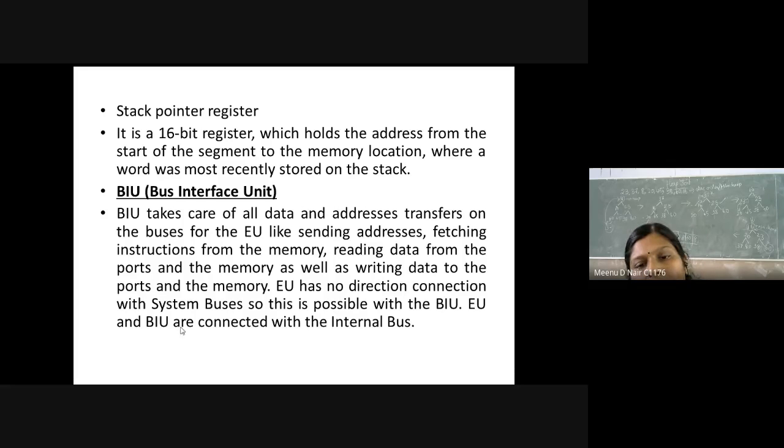The EU and BIU are connected with the internal bus. So whatever instruction is given by the execution unit is executed by the bus interface unit only. If you want to read data from memory or an input-output device, or write data to memory or input-output devices, all those things are carried out by the bus interface unit only. So that is the bus interface unit.